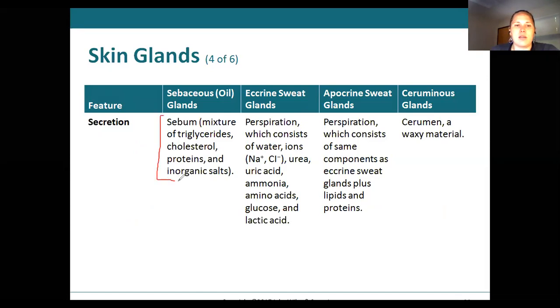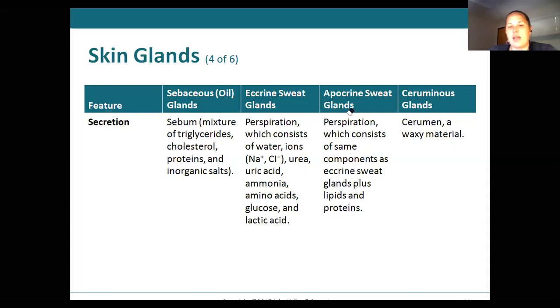And so here for sebaceous gland, this is the sebum. That is, again, providing kind of an oil protective layer for skin. The eccrine, you've got perspiration, which actually has ions in it, and urea, uric acid, ammonia, glucose, and lactic acid. The apocrine, sweat that's produced, but it composes lipid and proteins as well that can provide some of that smell. And then the ceruminous gland is going to produce cerumen, this waxy material, more commonly known as earwax. So the ceruminous gland is producing cerumen in the ear, producing earwax.